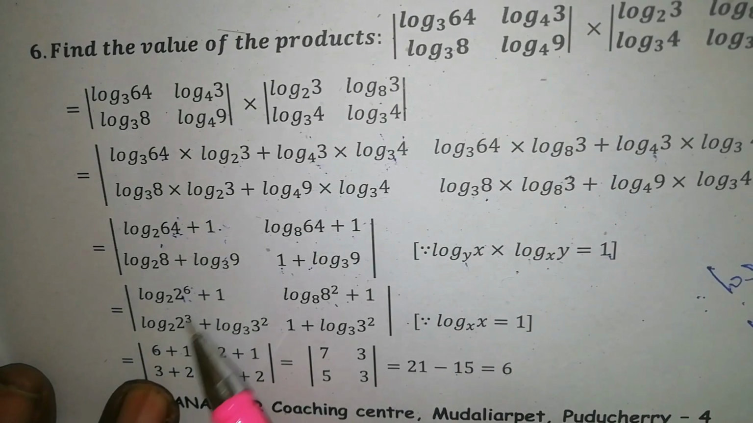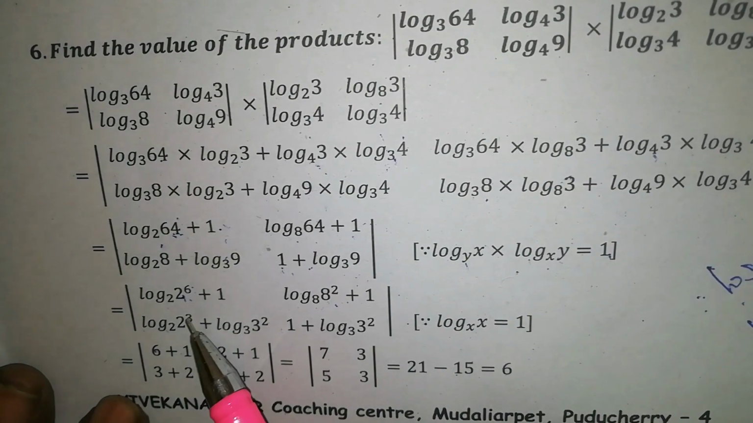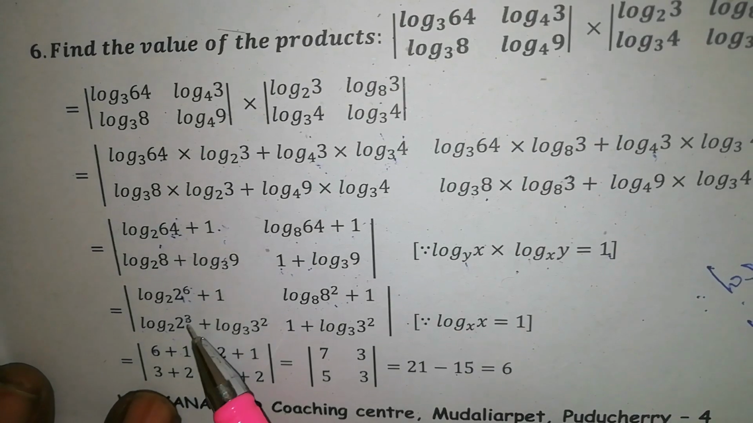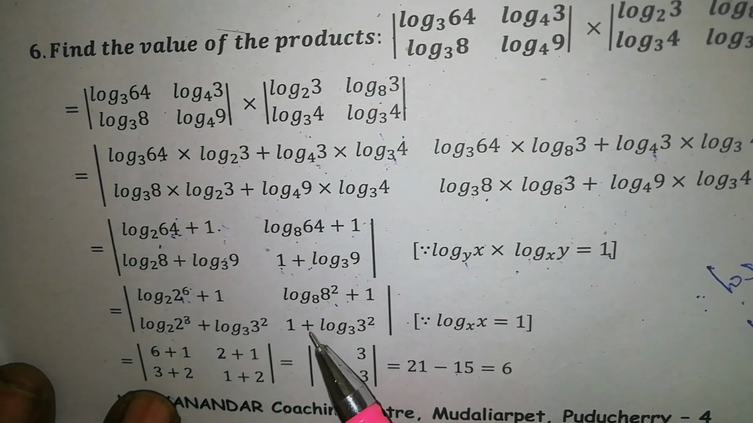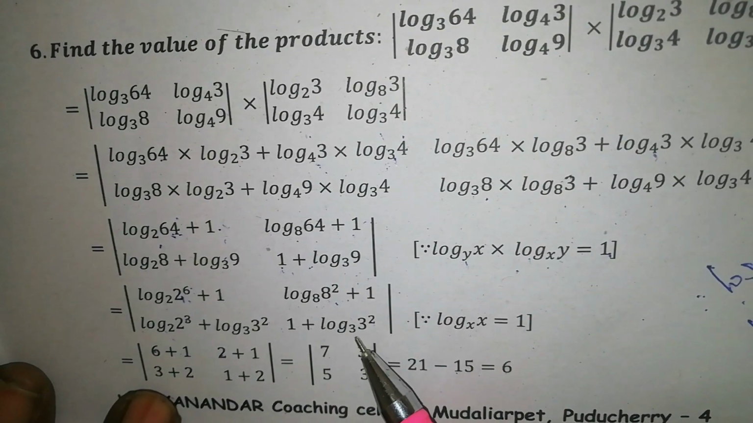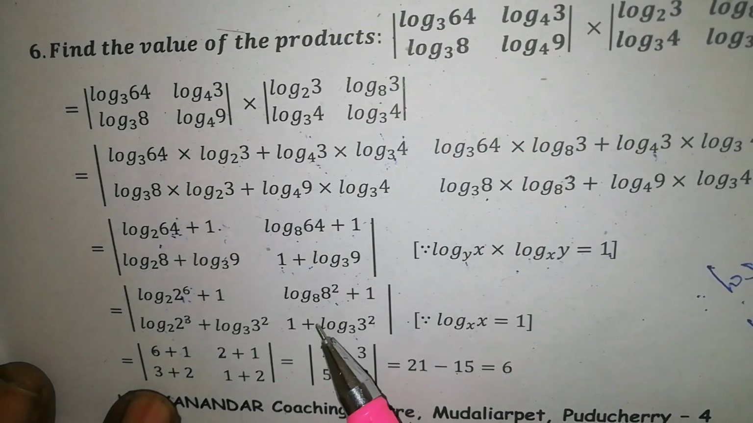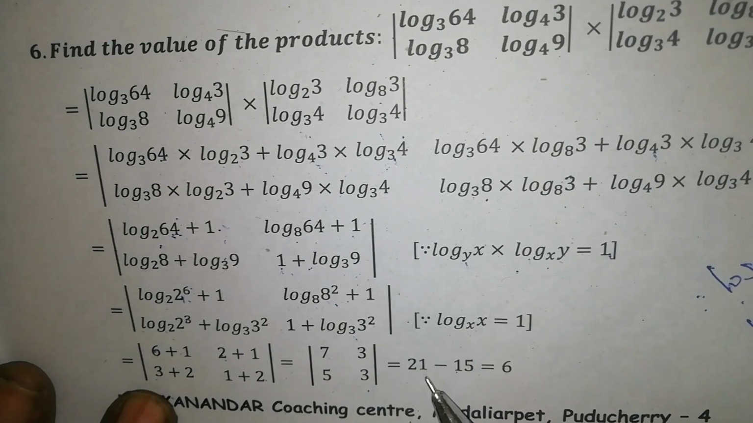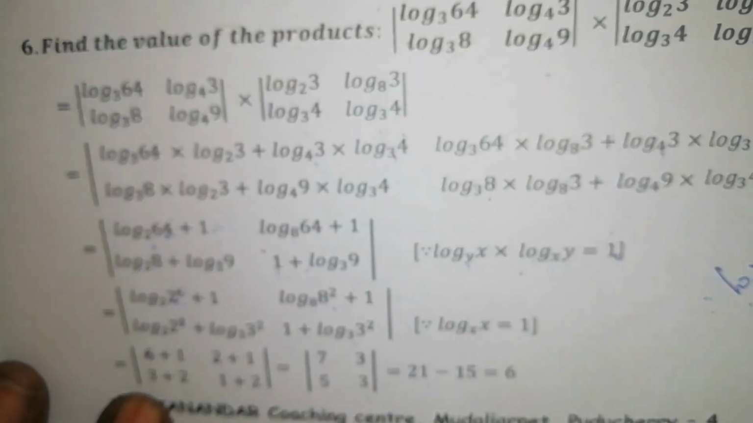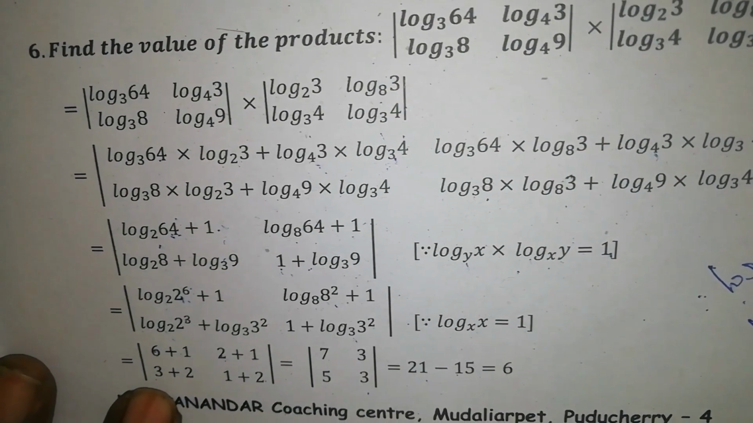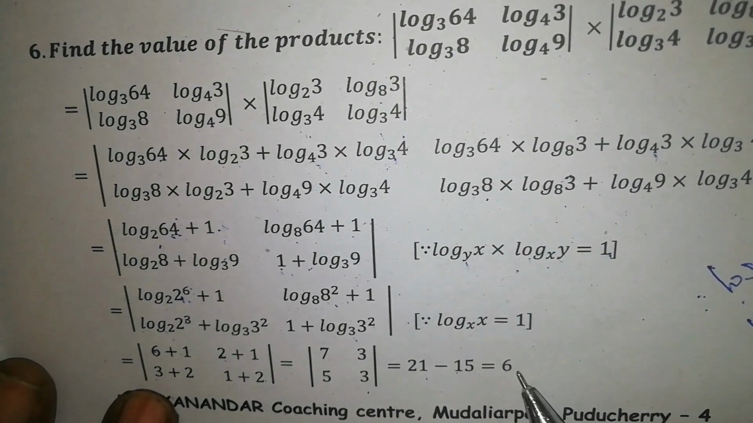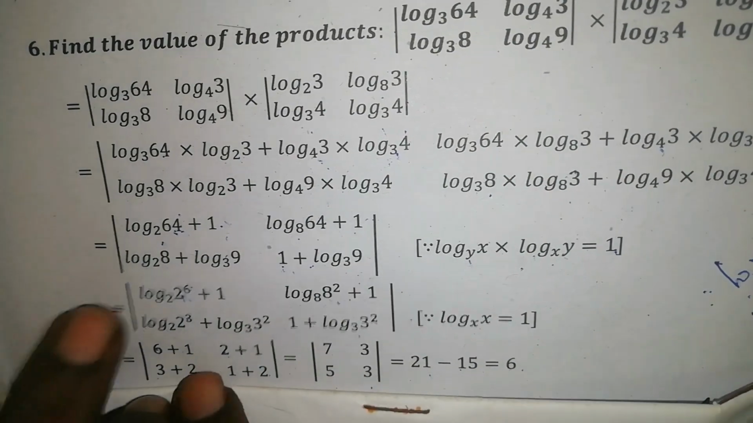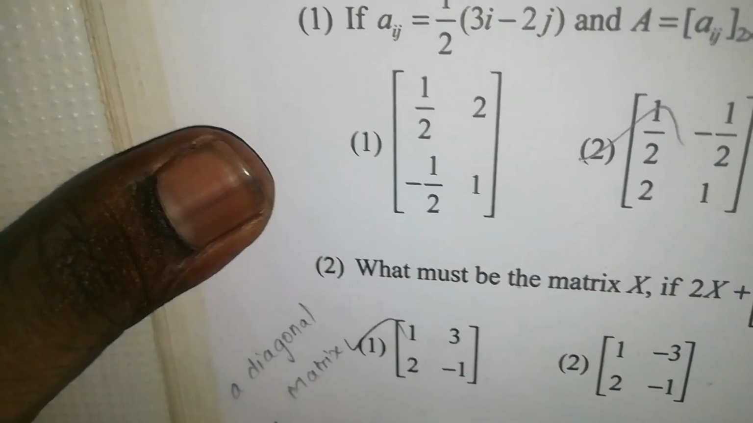Here see, log 3 base 2, base 2, so that's 1. So it is 3. Here also log 3 base 3, so that also is 1. So 2 into 1 is 2. Here 3 into 1 is 3. Here 2 into 1 is 2. 6 into 1 is 6. If you add this, we get it. So 7 threes are 21, minus 15. So that is equal to 6. The value of this is 6.